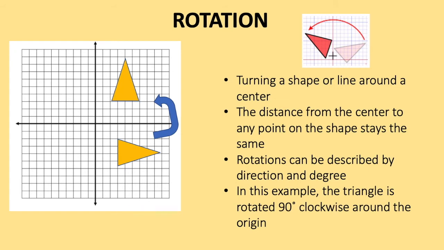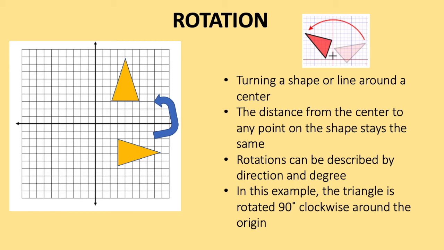The next transformation is rotation. Rotation means to turn a shape or line around a center. So in this case, this triangle is rotated around the origin. It's rotated in the counterclockwise direction, and it is rotated 90 degrees.